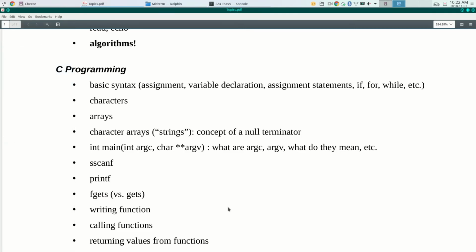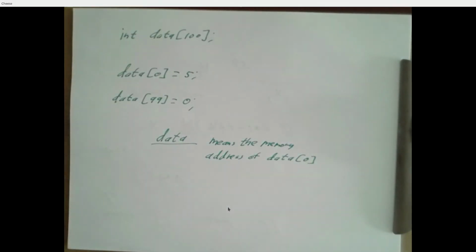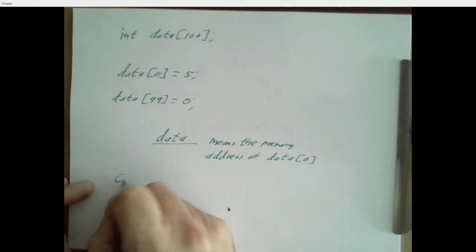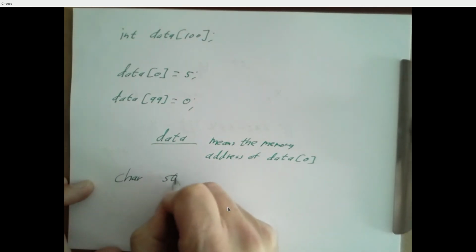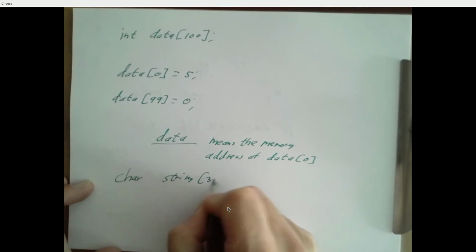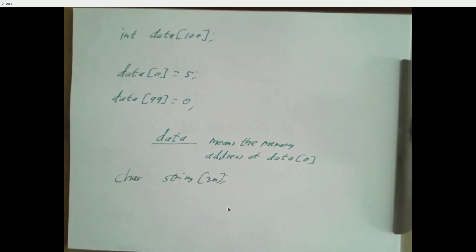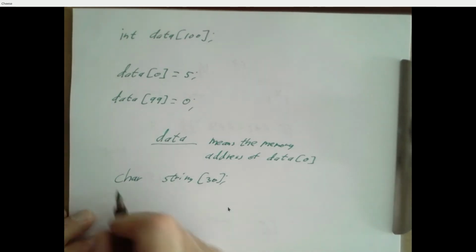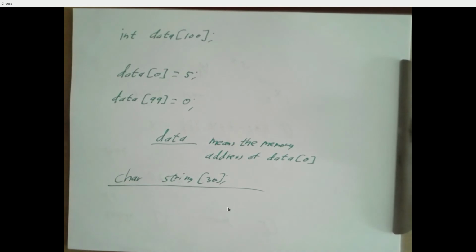Okay, so when you have a character array, that's slightly different. A character array is like char string, bracket 30. Well, same thing, if I just say string, it refers to the address of the first element. And I can pass it to functions, and my functions can set up an argument that's a char star. And I can say string bracket 0 equals a single-quoted character.